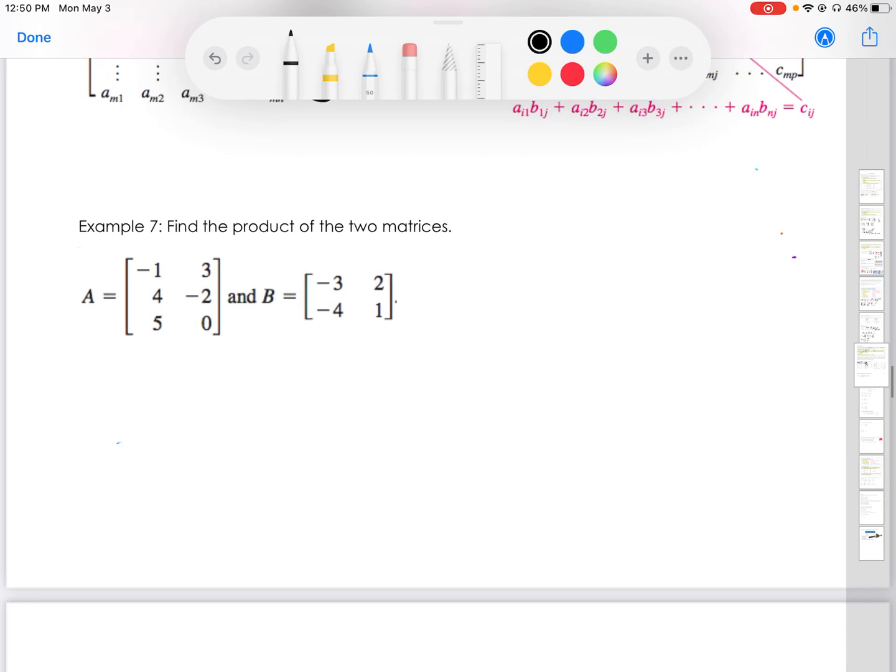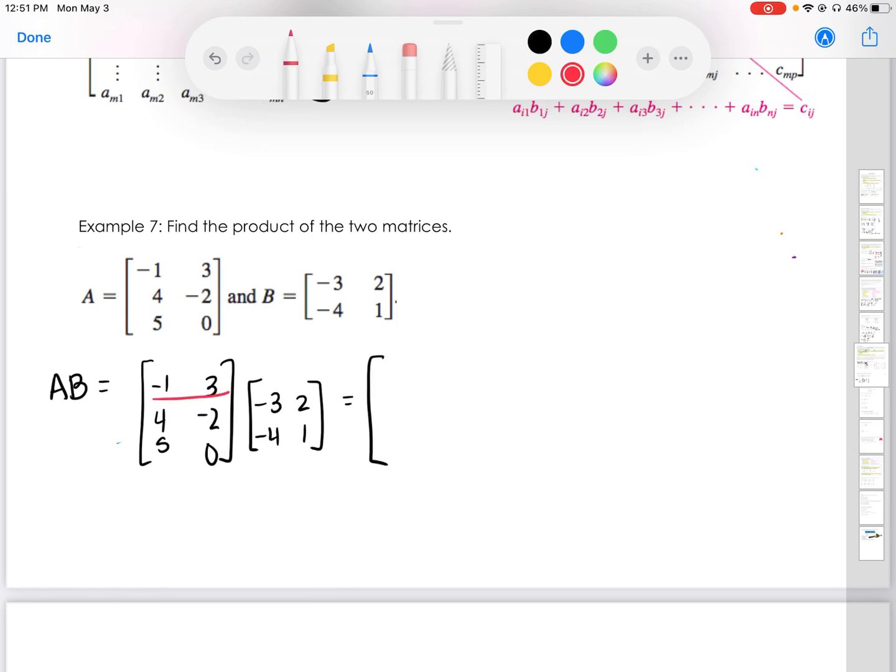So let's take a look at this example. We have these two, and we want to multiply A times B. To find the product AB, we need to multiply A, which is -1, 3, 4, -2, 5, 0, times B, which is -3, 2, -4, 1. What's going to happen is we start with the first row in matrix A and multiply it by the things in the first column. So we're going to do -1 times -3 plus 3 times -4. That's going to give me my first entry.